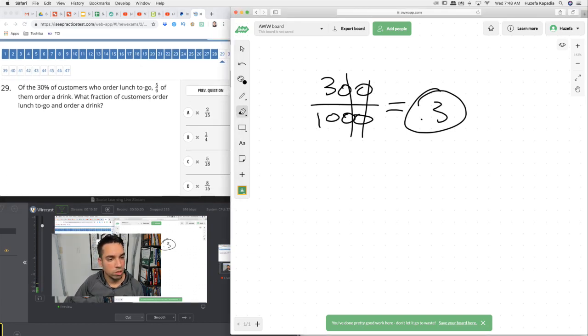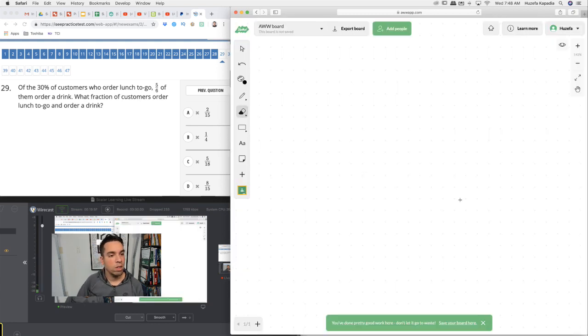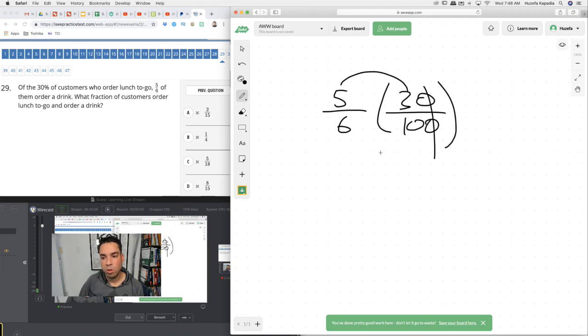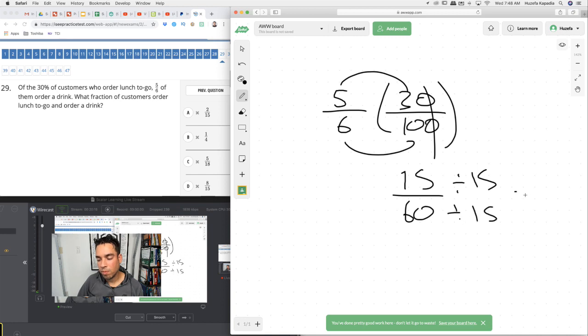Of the 30% of customers who ordered to-go lunch, 5/6 of them. So this is taking a fraction of a percentage. So we can take 5/6 of 30%, or 30 hundredths. Let's make it 3/10. Multiply, and we get 15 over 60. Both can be divided by 15. Get 1/4.